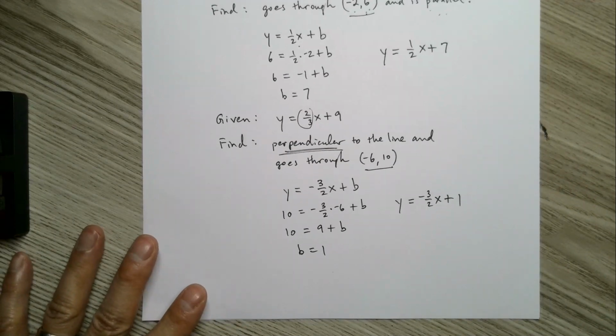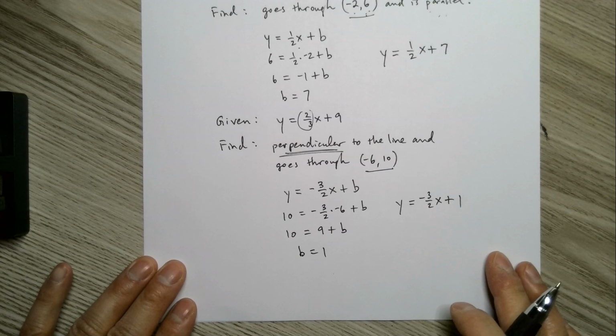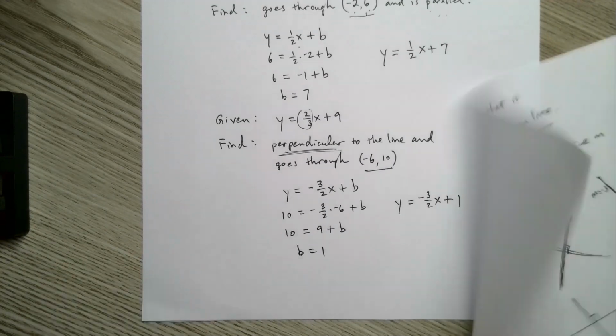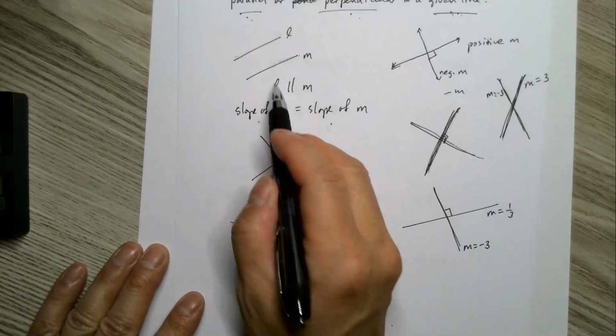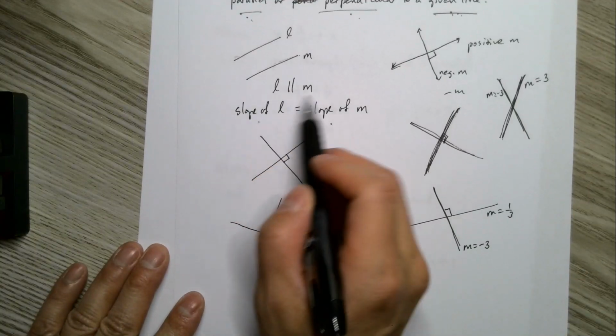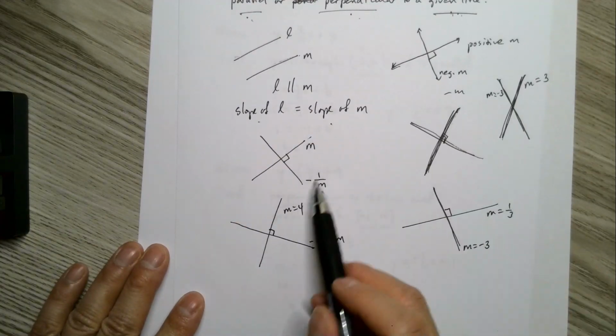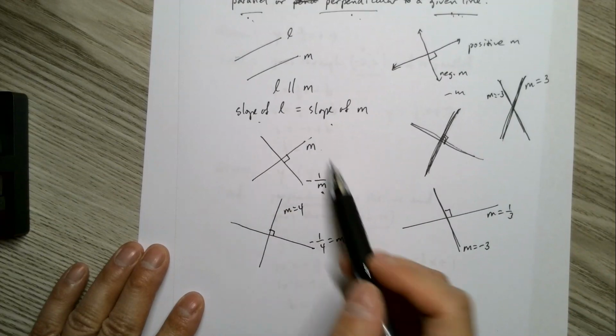Okay, so there you go. That's how to find the equations of lines that are either parallel, same slope, or perpendicular, negative reciprocal slopes, given this limited information.